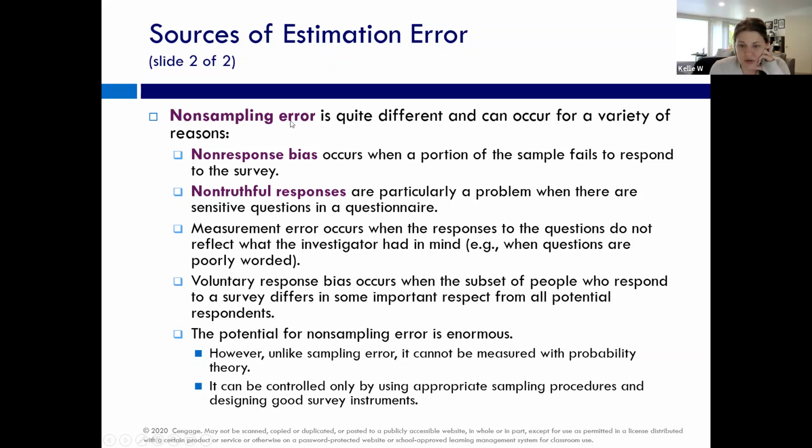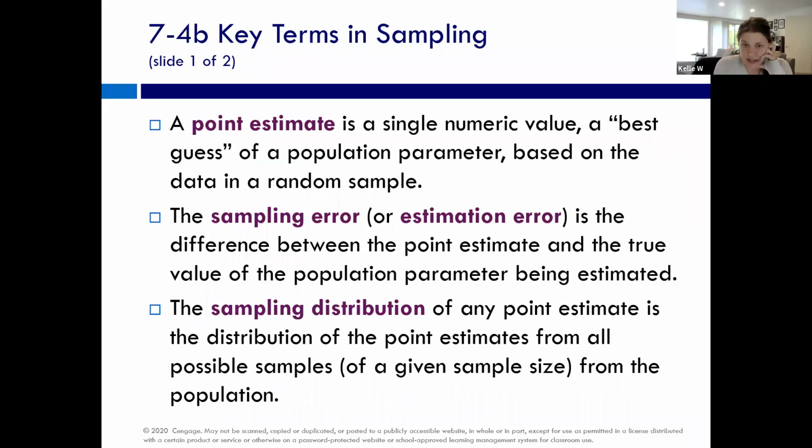We can control these to a pretty good extent by sampling appropriately and by very carefully designing our surveys. That could be a whole class in and of itself, but those things can be controlled. We can't control sampling error, other than by changing the size of our sampling, which we'll talk about, I think, next week.